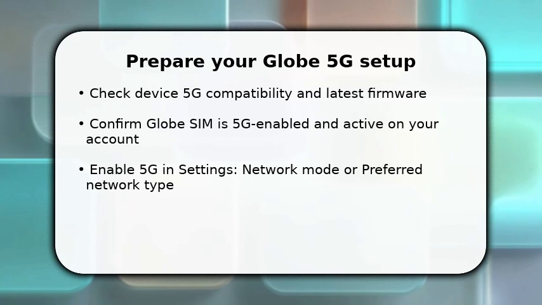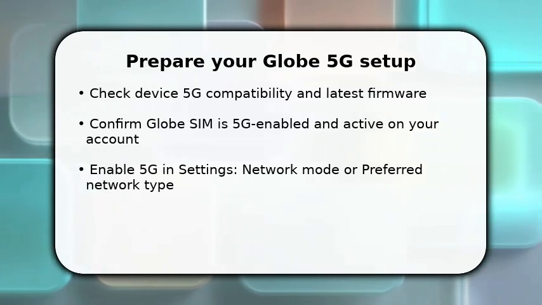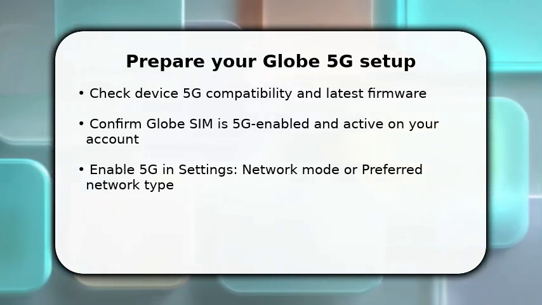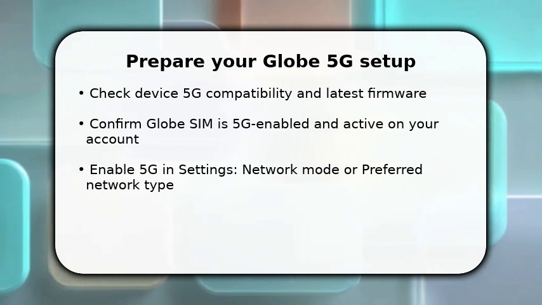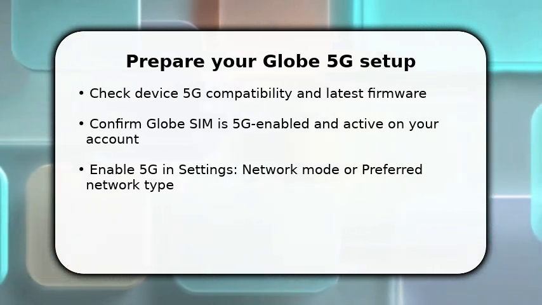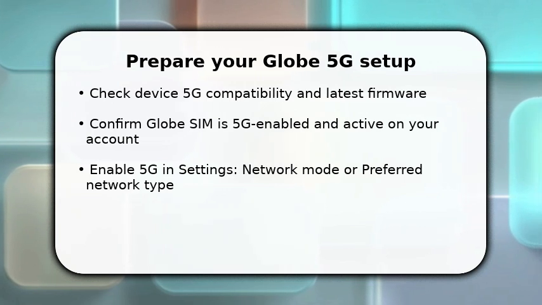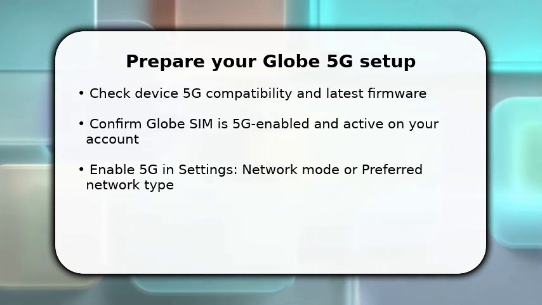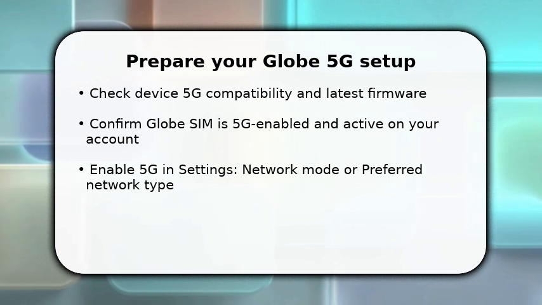You start by verifying compatibility. Make sure your phone model supports 5G and that it runs the latest firmware for radio stability. Once done, confirm your Globe SIM has 5G provisioning. Call or use the Globe One app to activate if needed.